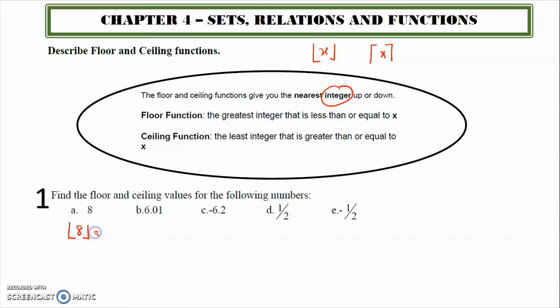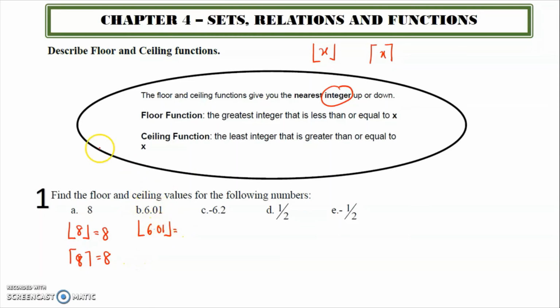Okay, ini floor. Okay, kalau nombor itu dah memang integer, so jawapan dia tetap yang sama. Integer yang sama. Okay. So, floor dengan ceiling dia adalah 8. Nombor yang sama. Okay, B. Floor untuk 6.01.